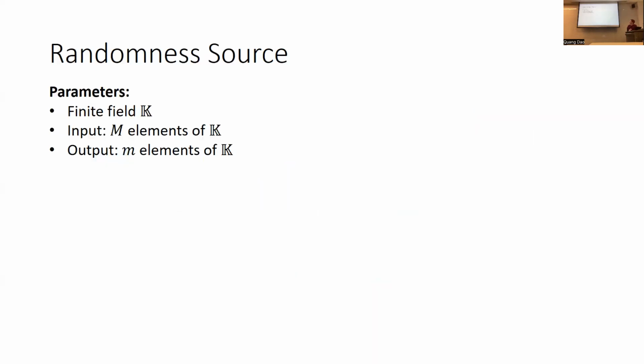Okay, let's talk about the randomness source now. We're going to operate over a finite field K, and the input is going to be big M elements of K. The output is going to be little m elements of K.